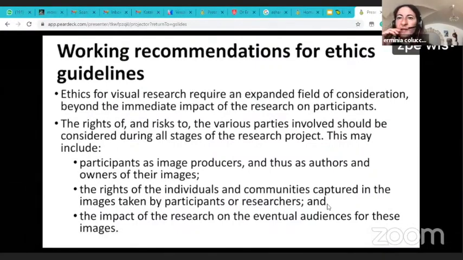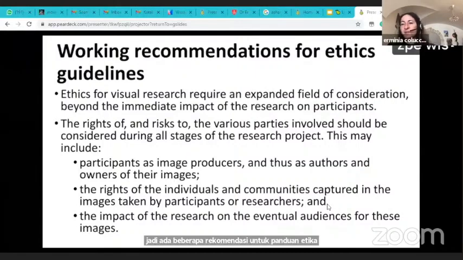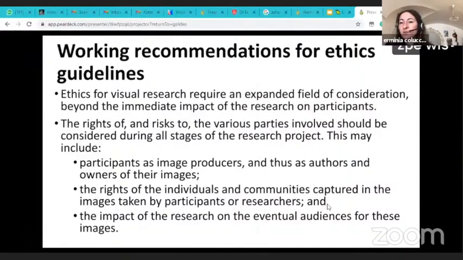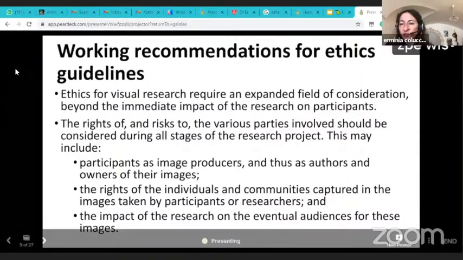Okay. So our recommendation was that we need to expand some of what we already know, and also think beyond just the participant. When we think about visual mental health research, we also need to think about the audiences, and I'll get to that in a second. We also have to think about the rights of and the risk to the various parties involved. It must be considered in all stages of the research.